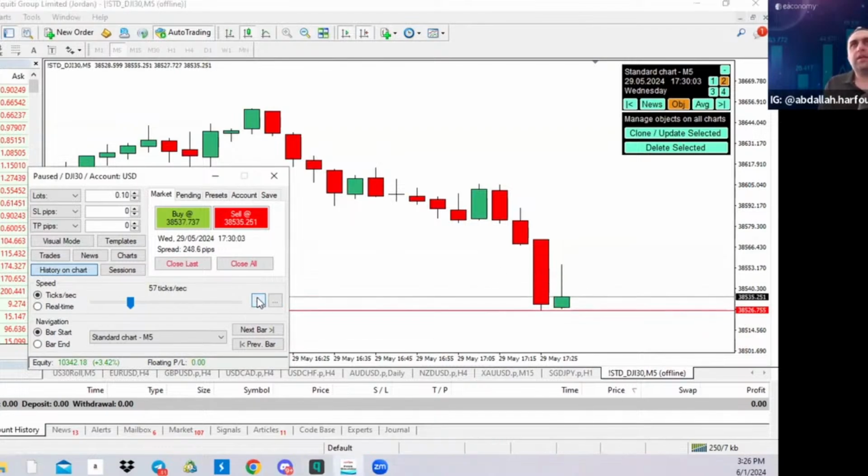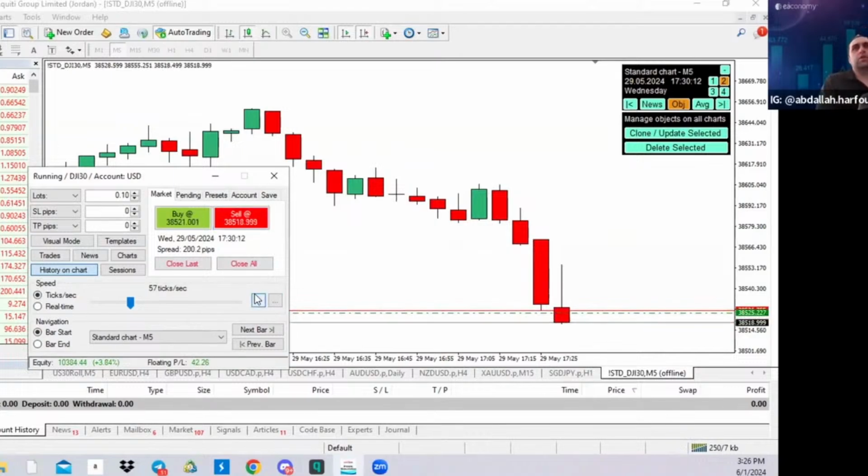So here, as you can see again, it opened, made the wick up, and it's breaking down. So you take the sell and you close it. Okay? We closed it before. Anyway, so here you take the sell, like we have, it took like 6, 7 pips, something like this, and you close it anyway.